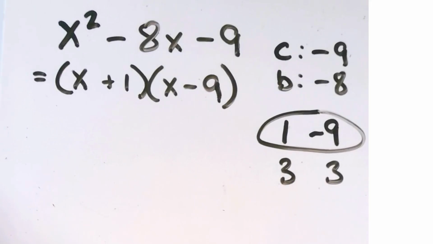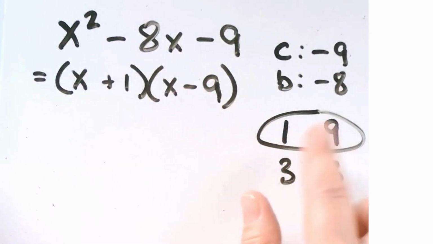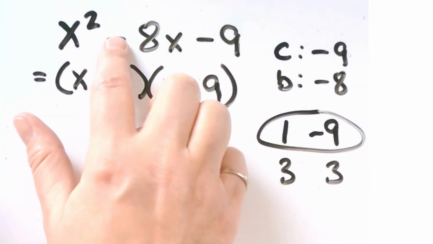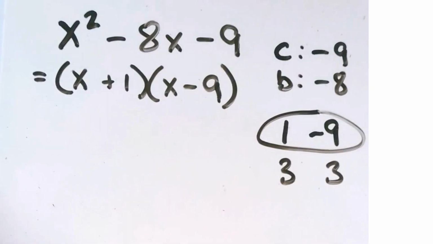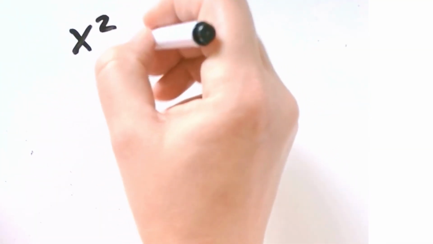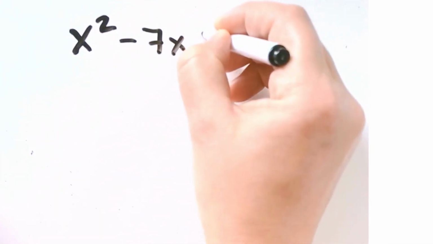So now you're probably getting the hang of it, and you're like, okay, when I see a negative, I know that one factor is positive, one factor is negative. If that middle number is negative, the bigger of the factors will be negative. If that middle number is positive, the bigger of the factors will be positive. And then you see another problem that looks like this, and again, it completely throws you off. x squared minus 7x plus 10.